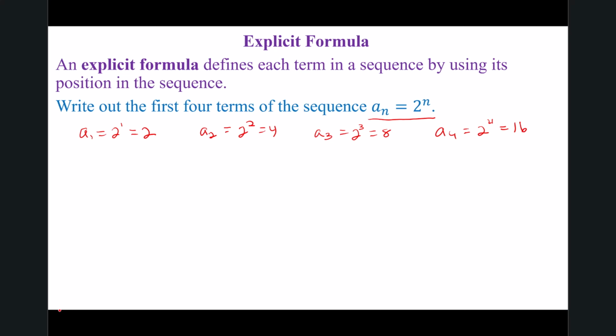And I could keep going, but what if I just need the 10th term? Then I don't have to find the terms 1 through 9. I can just find the 10th term. So a sub 10 is 2 to the 10th power, which is 1024.